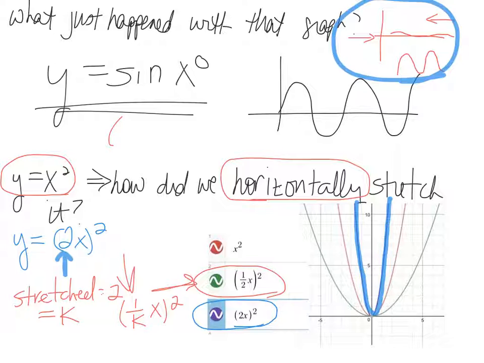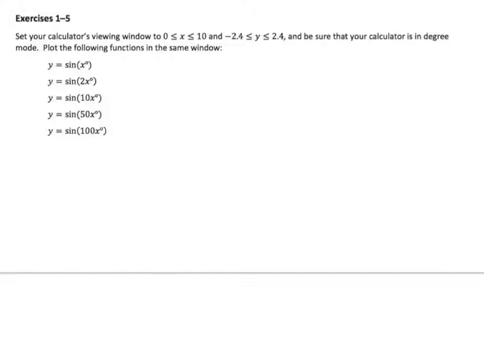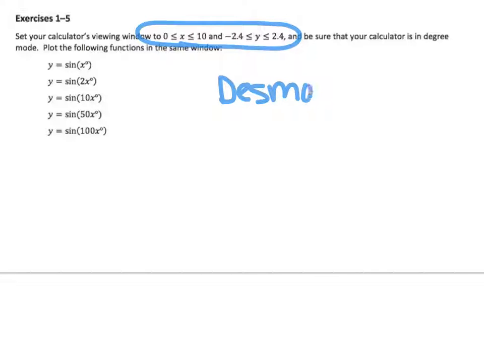All right, let's try it. Oh, that's what we're doing. So we're going to redo everything by changing k for k greater than 1. All right, so set your calculator's viewing window to what's given, or I used Desmos. You can't use Desmos on any standardized tests though, so go ahead and practice in your calculator. Make sure your calculator is in degree mode and plot the following functions in the same window. Go ahead and try. Push pause.